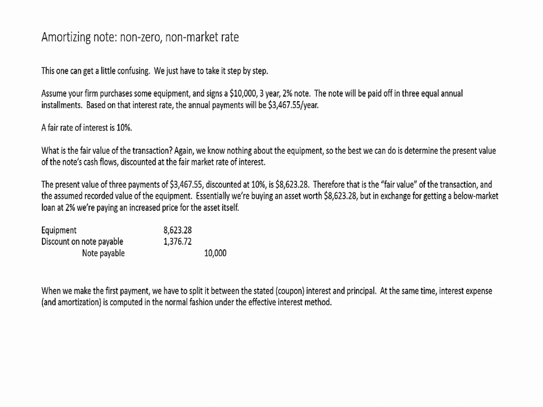Now, when we make the first payment, as before, we're going to have to split that payment between the stated or coupon or 2% interest and the principal. At the same time, we're going to have to go ahead and compute the amortization of that discount and the true interest expense based upon the market rate of 10%. So again, we've got two things going on sort of simultaneously.